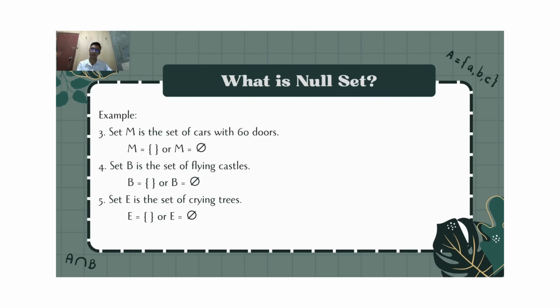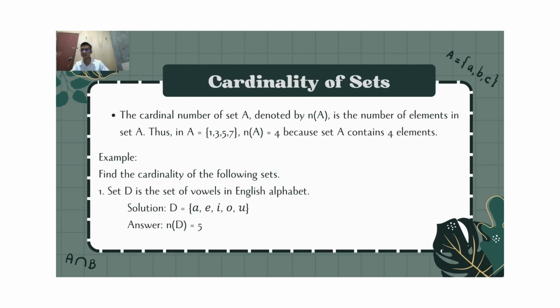Another example, we have set M. Set M is the set of cars with 60 doors. It is impossible for a car to have 60 doors, right? So it is a null set. Another example, we have set B, the set of flying castles. No, it is impossible again. There are no flying castles, no flying cows, flying house, should I say. Okay? So it is a null set. Another example, example number 5, set E is the set of crying trees. So there are no crying trees, right? So it's a null set. It is an empty set.